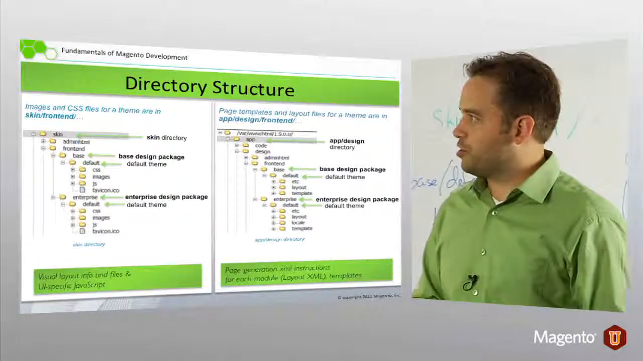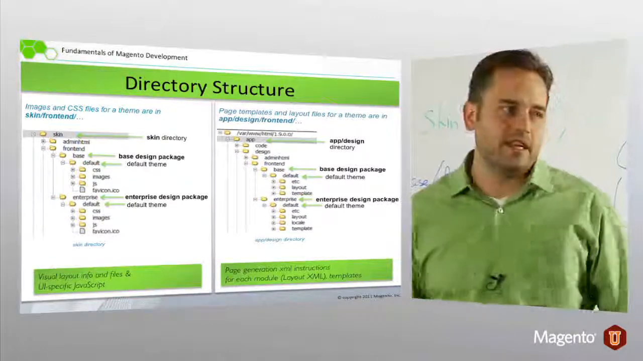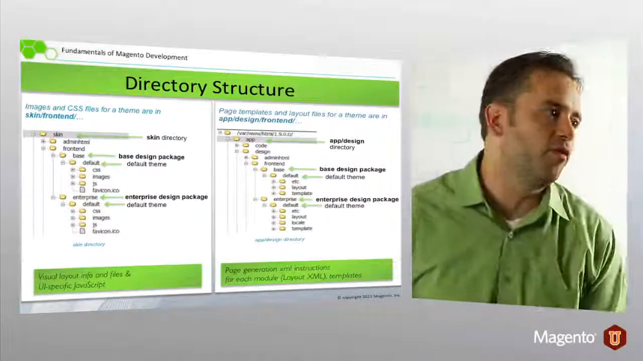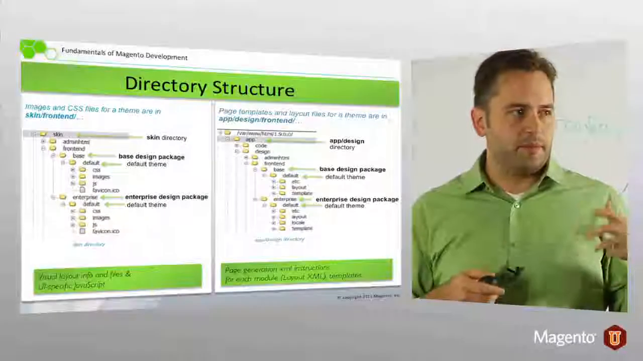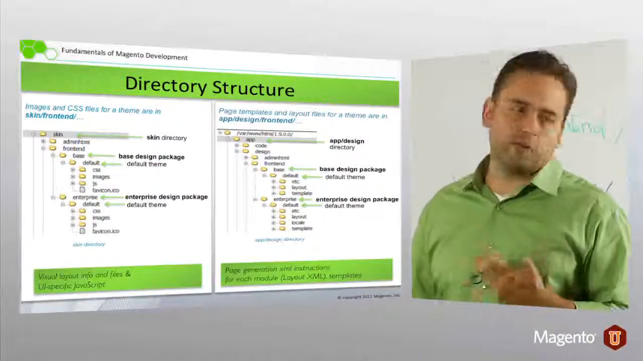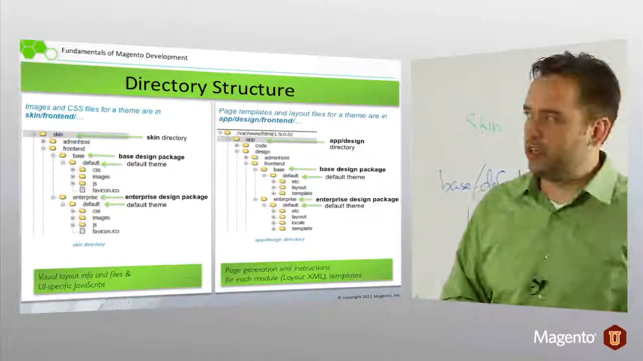The directory structure that we discussed in depth yesterday, but I don't think we can go over this enough. So, all right. We have the app design directory and the skin directory, and under app design are our design areas, and directly under skin are our design areas. Generally, most of the time you'll just be dealing with front end, but occasionally, if you need to add templates or customize the admin HTML theme, you can do that. It uses the same conventions.